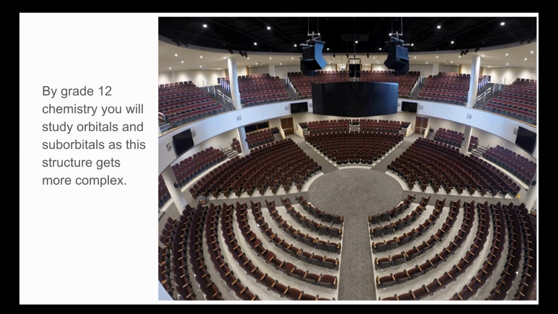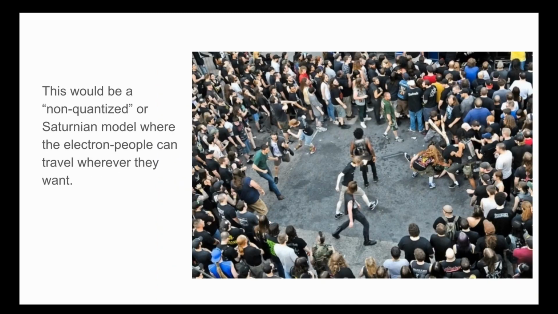In fact, you can't even exist between the rows. You literally just transport, go instantly between the rows, and nobody ever saw you get up and walk. So it's a really strange structure. This is non-quantized seating. This would be the Saturnian model of the atom, where the electrons were free to just mill about like in a mosh pit.